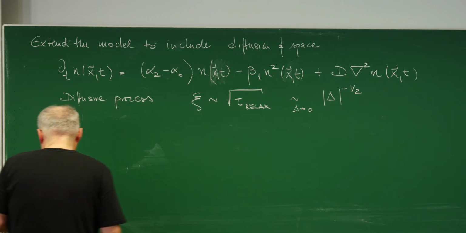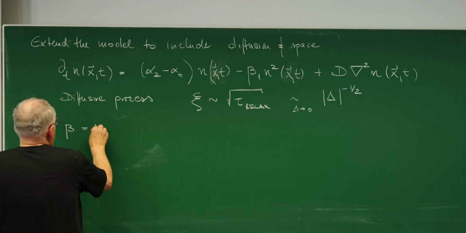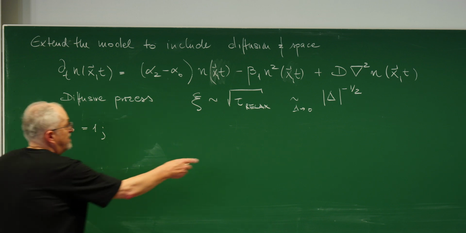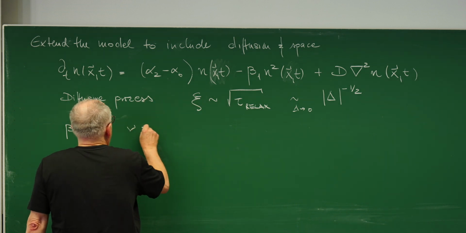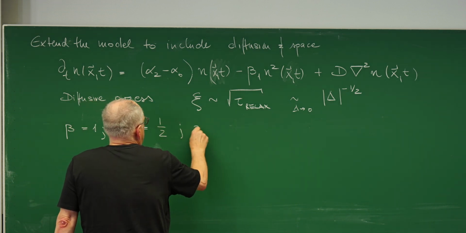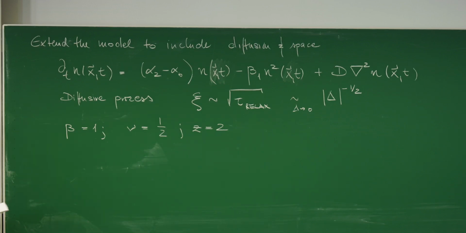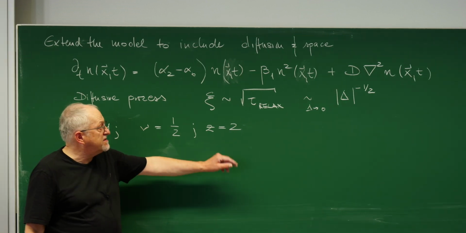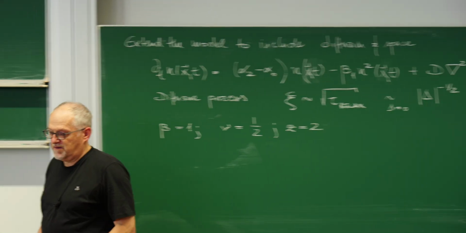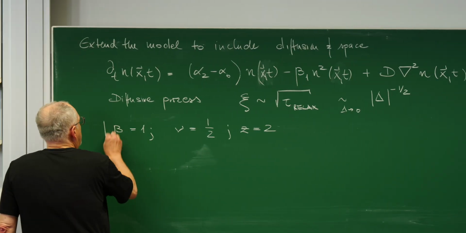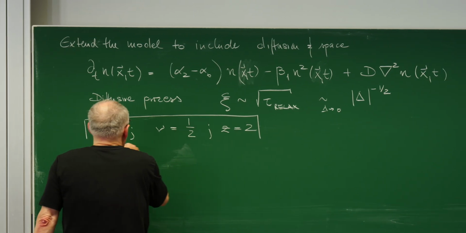And then we can collect terms. We have beta equals 1. We have nu times z equal to 1. And we have nu equals to 1/2 from this here. So nu is equal to 1/2. And z is equal to 2. And the 2 really here is just that you have diffusion. There is a nabla squared. This reflects directly that the exponent set is 2 for this mean field model.